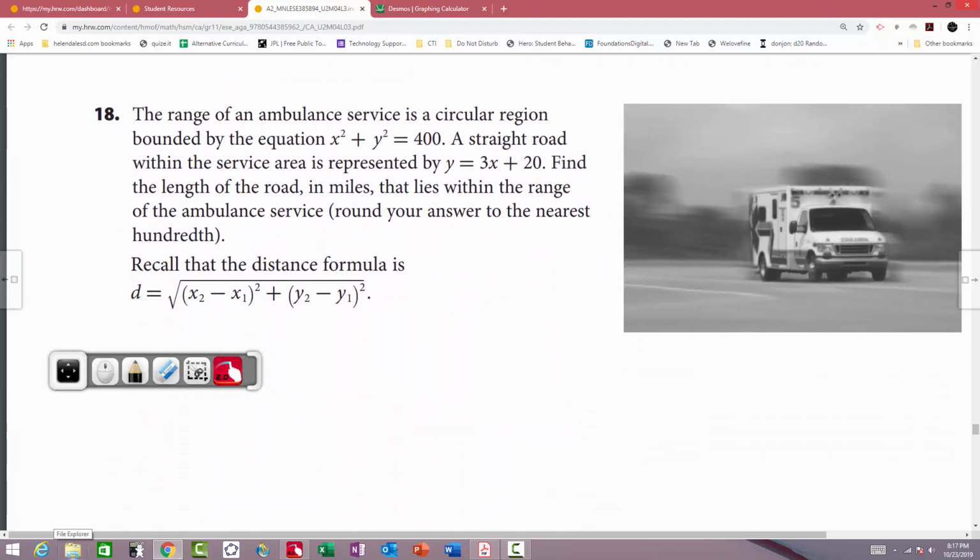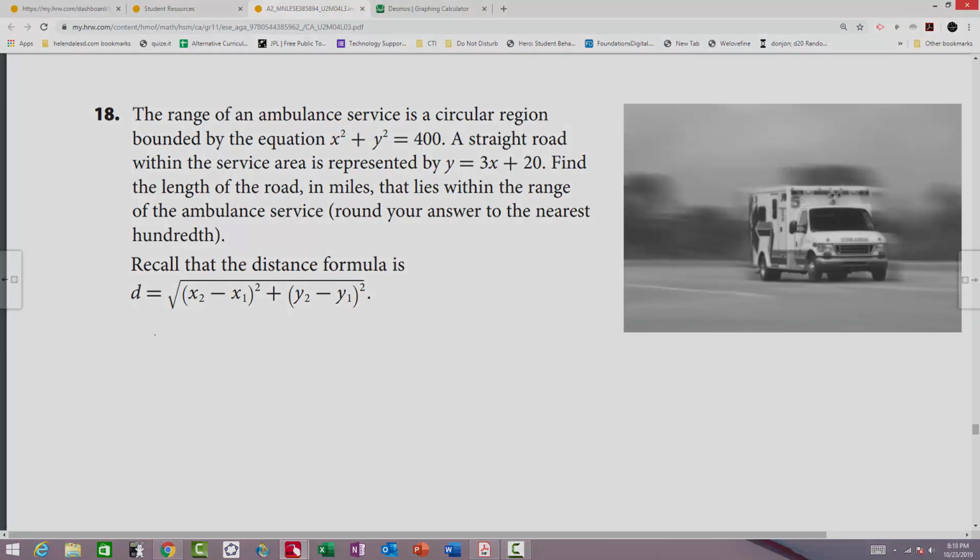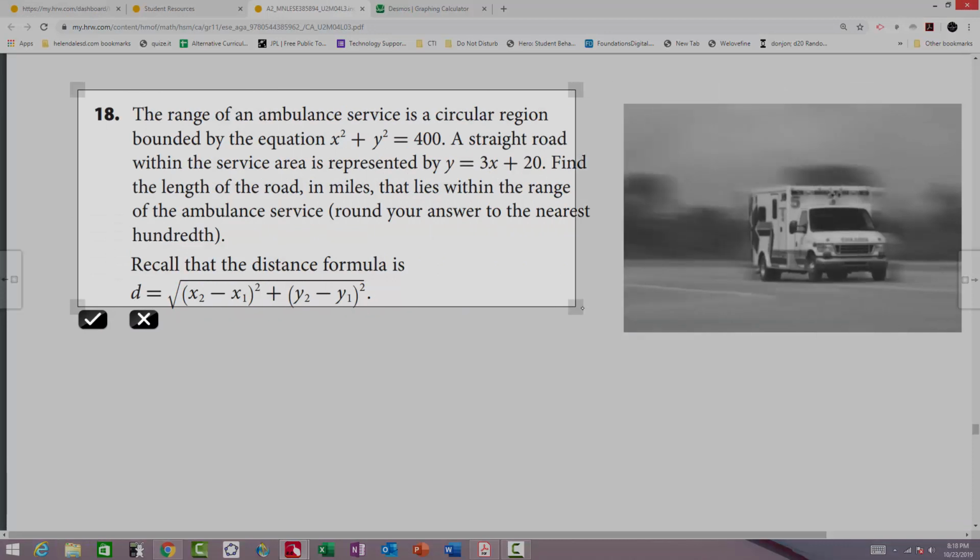The range of an ambulance is a circular region. X squared plus y squared equals 400. A straight road within the surface area is represented by y equals 3x plus 20. Find the length of the road in miles that lies within the range of the ambulance service. Ooh, okay, this one's a little beefy. So, I don't need that picture.